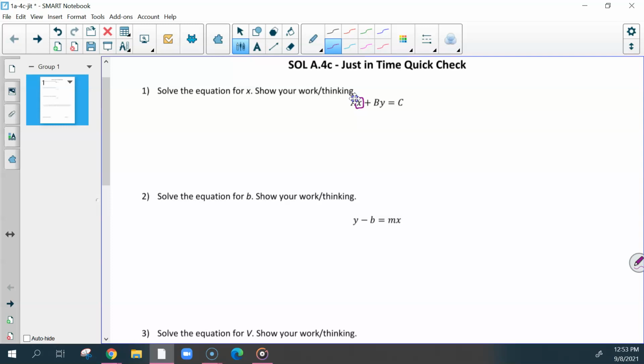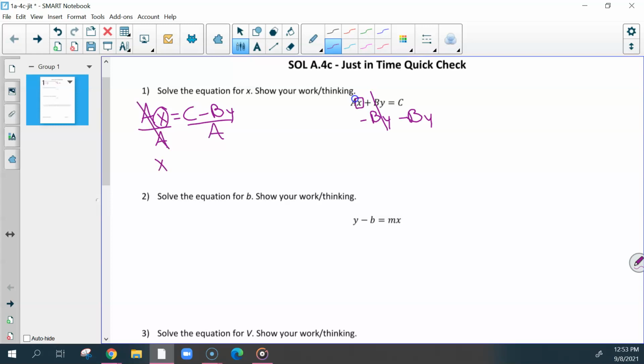Okay. You could subtract dy on both sides. It cancels right here, and then you're left with ax equals. These are not like terms. You cannot combine them, but I can rewrite it. So it just says c minus dy. Then I'm still trying to get x by itself. So how would I get rid of the a? Divide everything by a.